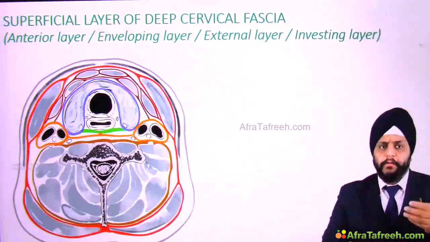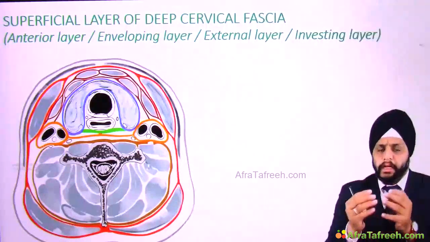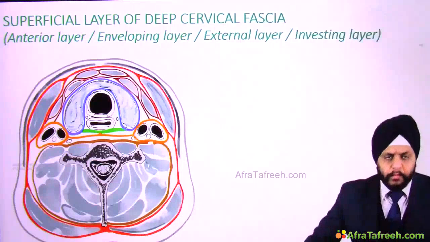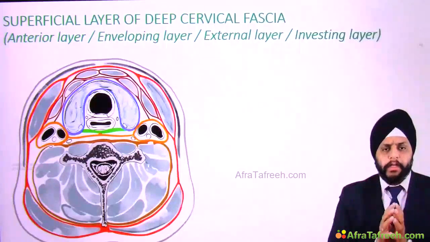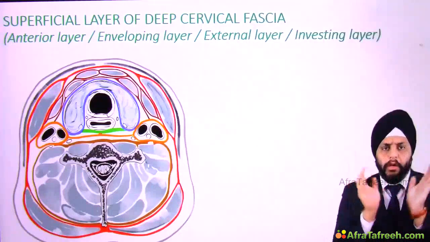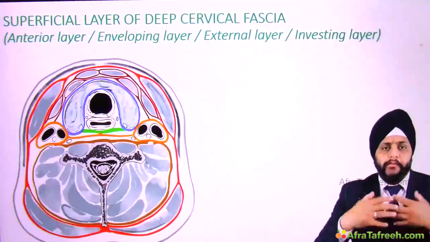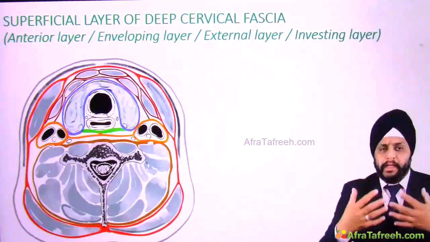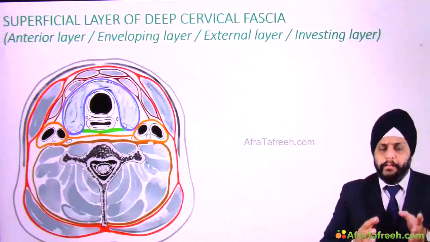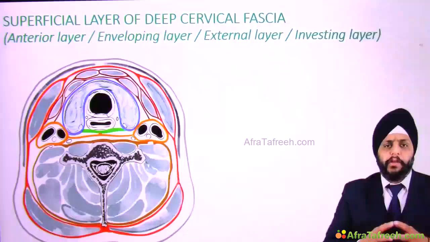Now, the deep cervical fascia is further, as I was telling you, divided into three layers: superficial layer, middle layer and deep layer. So let's first start with the superficial layer of deep cervical fascia. The superficial layer of deep cervical fascia covers the neck all around. So therefore, this fascia is also known as enveloping layer, or the external most layer or the investing layer. Right, so anterior layer, enveloping layer, external layer, investing layer, different names given to this fascia, the superficial layer of deep cervical fascia.